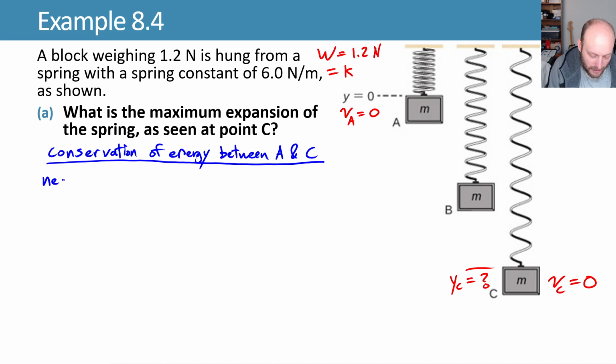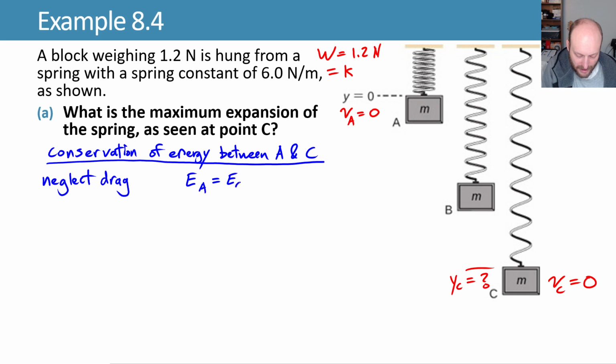In order to do this, we have to neglect any non-conservative forces. So I'm going to neglect drag, which could exist here. It's going through air. We're just going to explicitly neglect that. There's no friction, so we can say that the energy at A has to equal whatever energy I have at C. I can be a little bit more explicit and say that kinetic energy at A plus the potential energy at A is equal to my kinetic energy at C plus the potential energy at C.